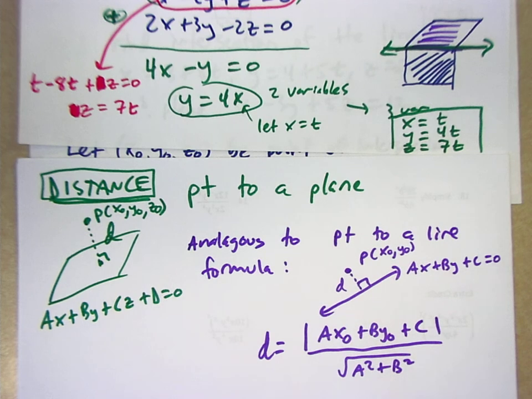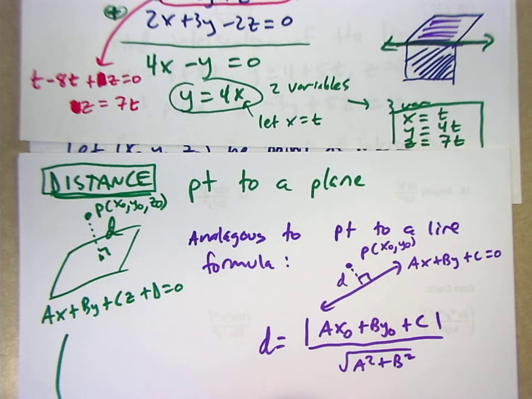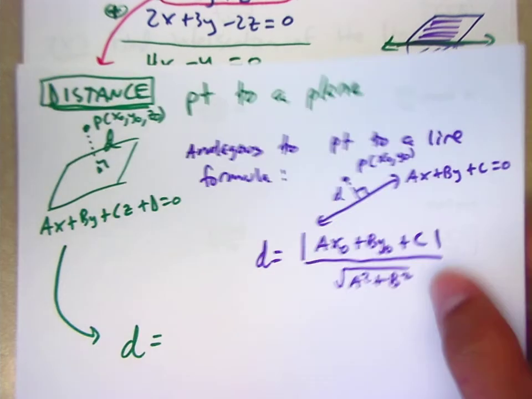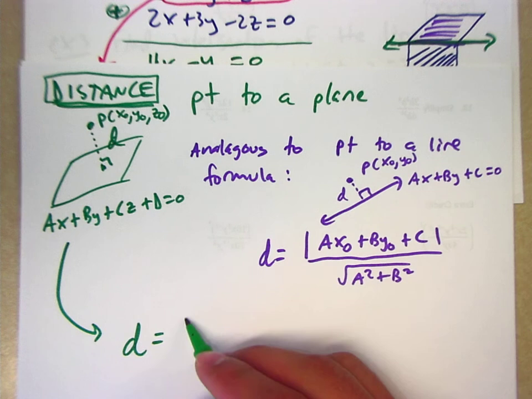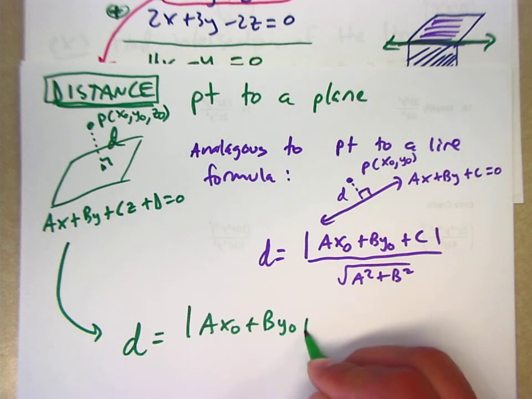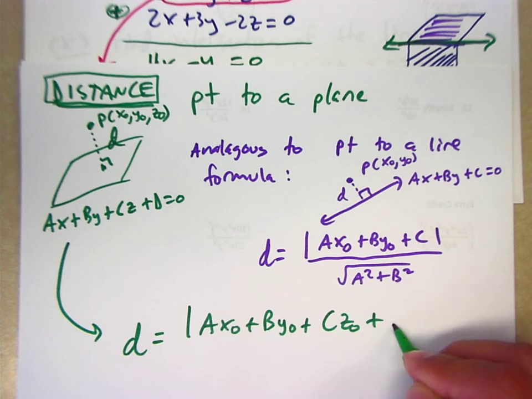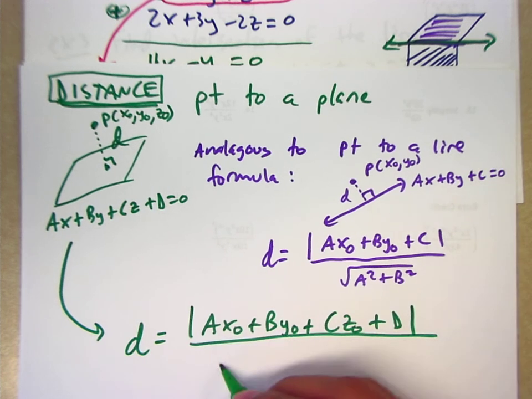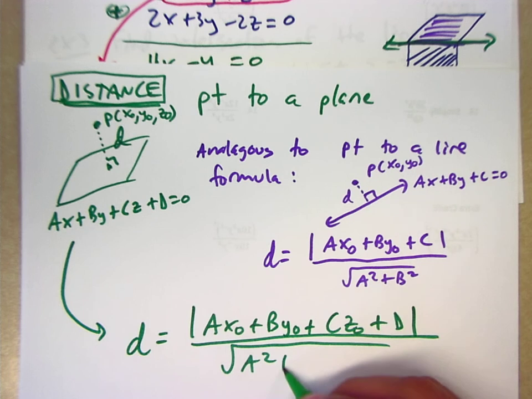Okay, and so now that distance from a point to a plane, very much like the purple one, will be the absolute value of a times x naught plus b times y naught plus c times z naught plus d all over the square root of a squared plus b squared plus c squared.